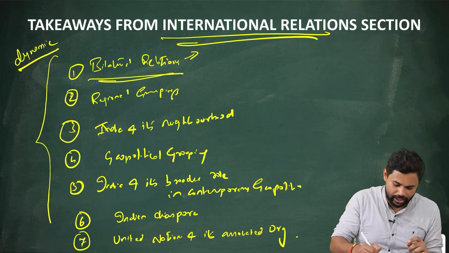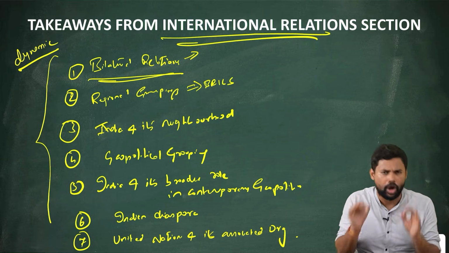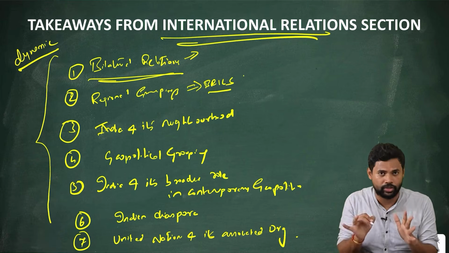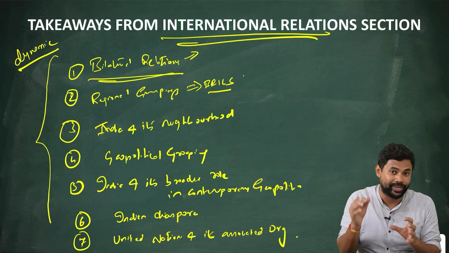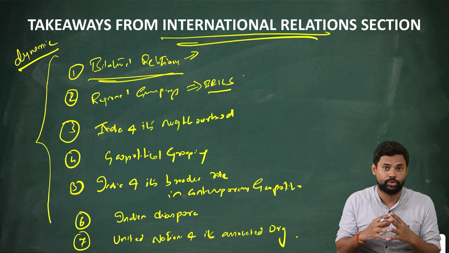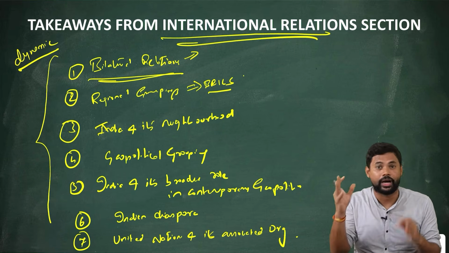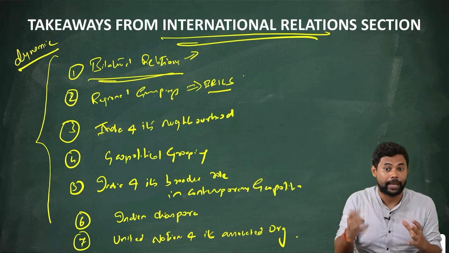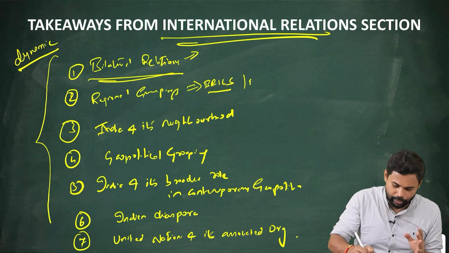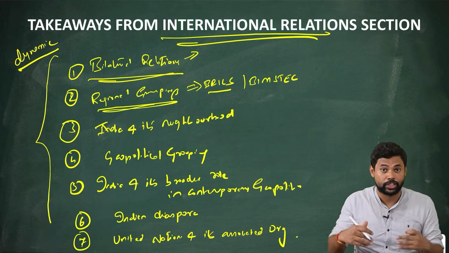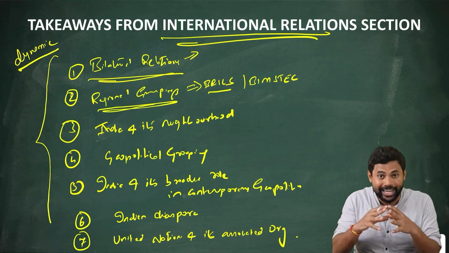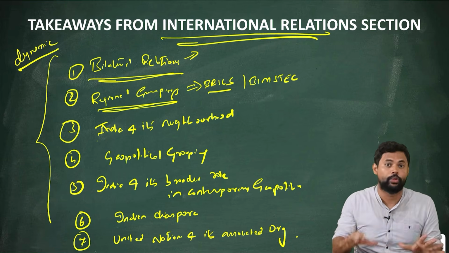The next, when I say regional groupings, for example, BRICS. BRICS is a lot in news. It has always been in news. So again, there are very high chances that BRICS can come. Whichever regional grouping is in news, for example, SAARC, or Mekong Ganga cooperation, or BIMSTEC, even that was in news, you should be completely tracking it, provided India has some role to play in it.